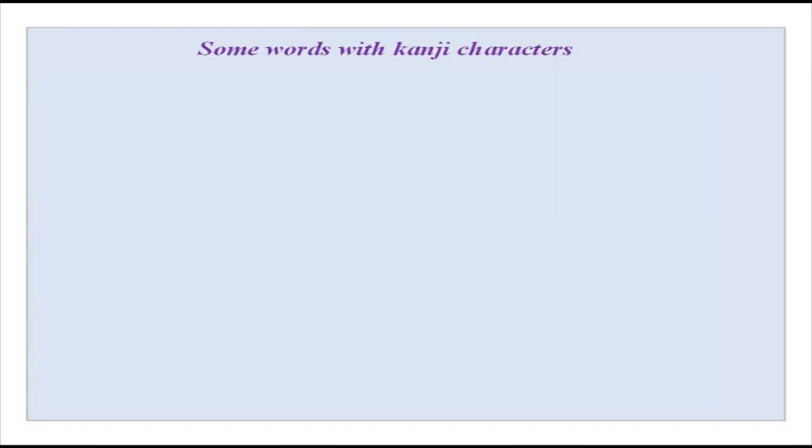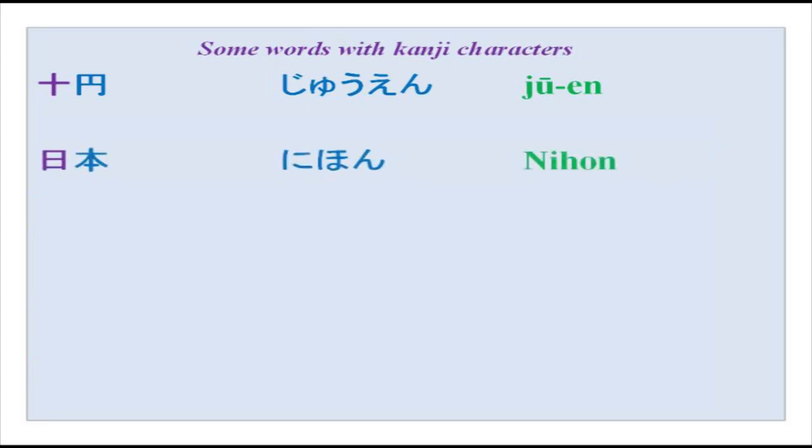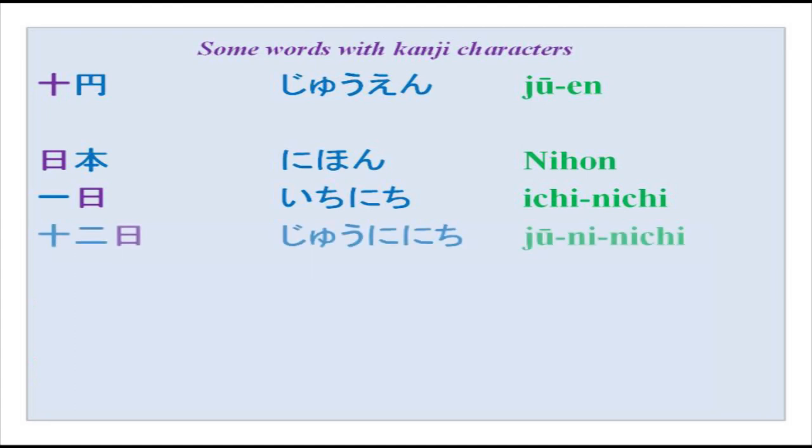Some words with kanji characters for you, some new words. You have already done these words, I am just putting kanji for you. All the kanji you have also done. So now you will see juen, nihon. I just told you nihon. Nichi you have done just now. Ichinichi, another new word for you. Ichinichi means one single day. Juninichi, the 12th.